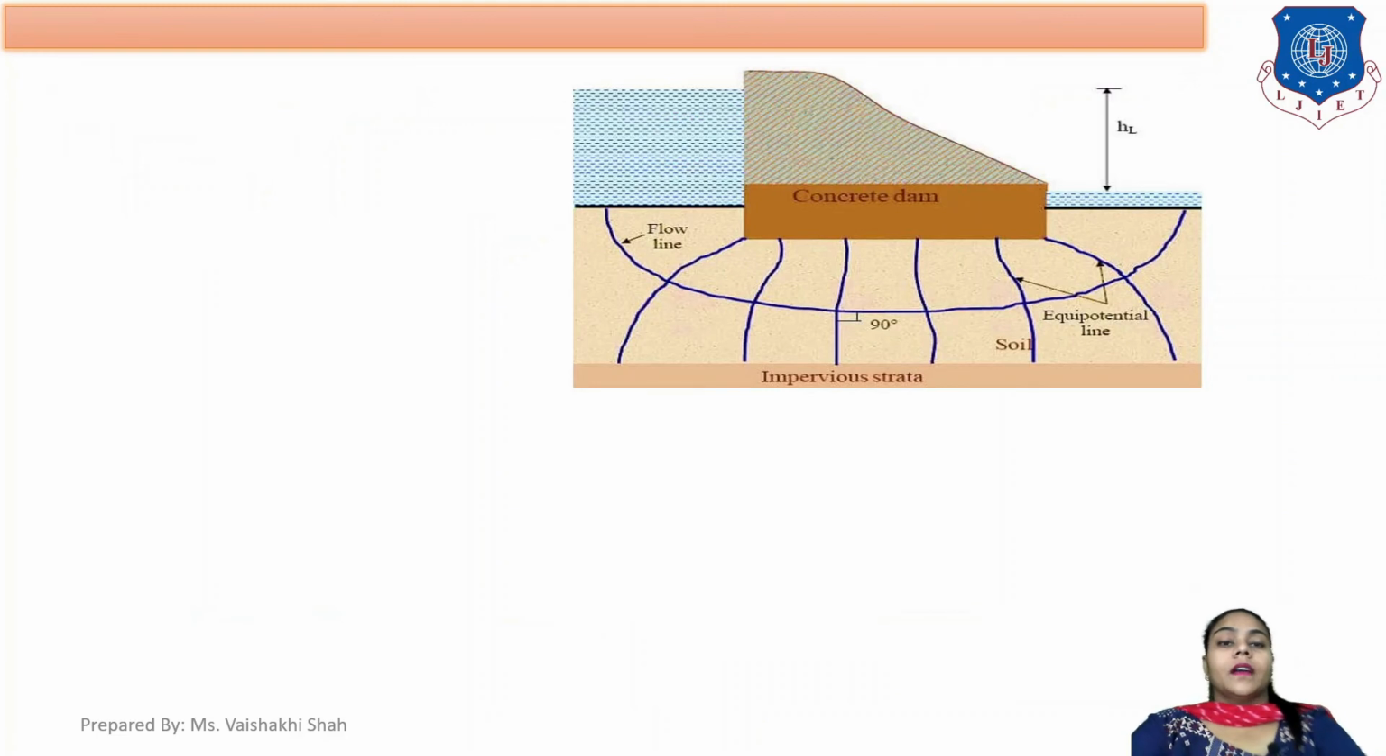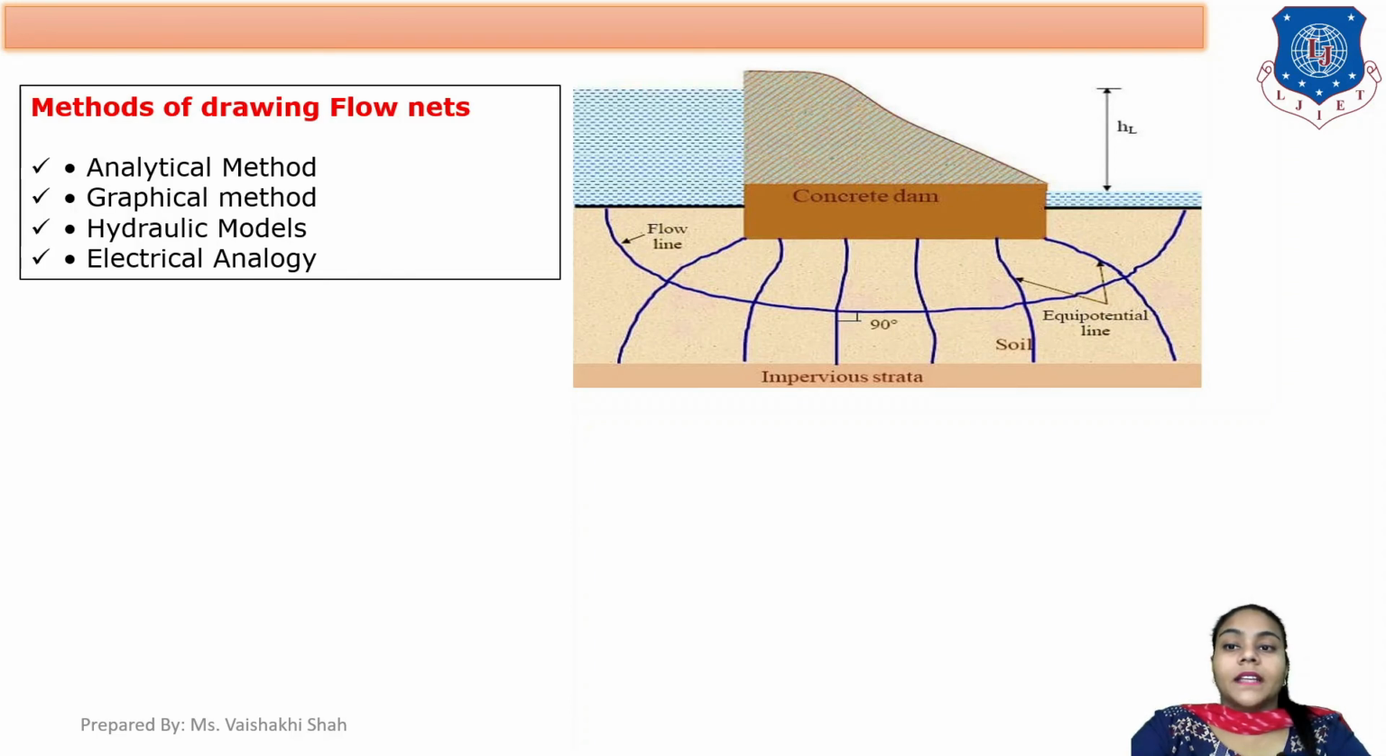Here, as you can see in this image, this is the image of a flow net. The flow net is created below the earth level, below the dam section. There are two lines, first the flow line, and another the equipotential line. And there is one term which is field. Where the flow line and equipotential line meet, that square box is called a field. There are different methods of drawing flow nets: analytical method, graphical method, hydraulic model, and electrical analogy method.